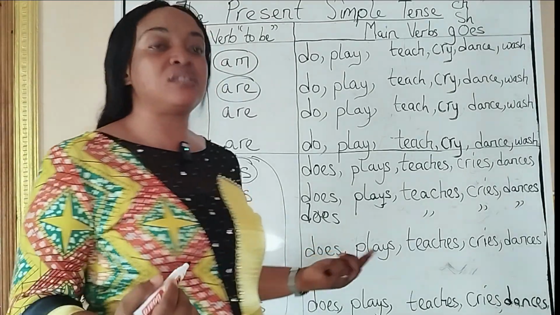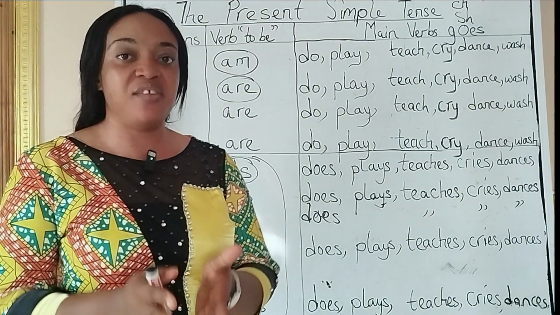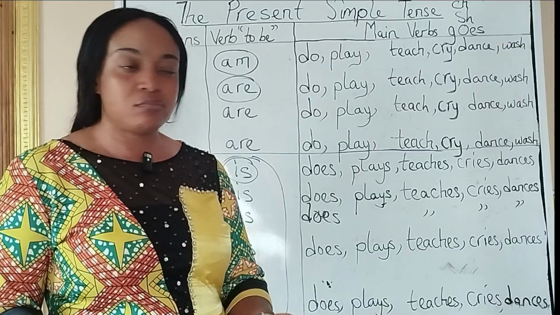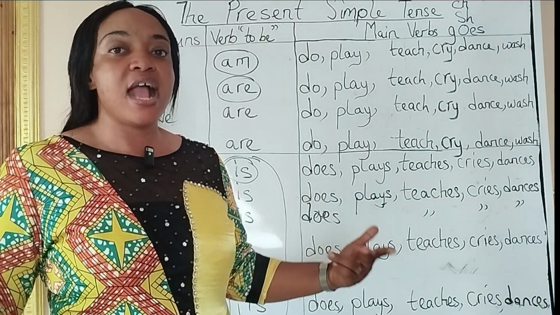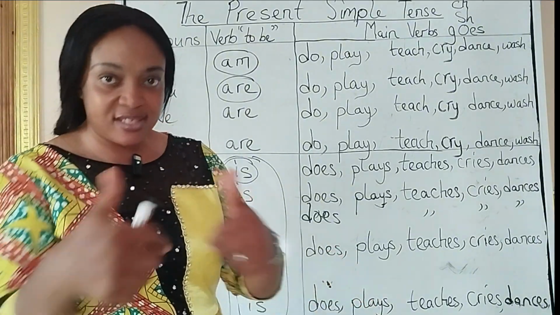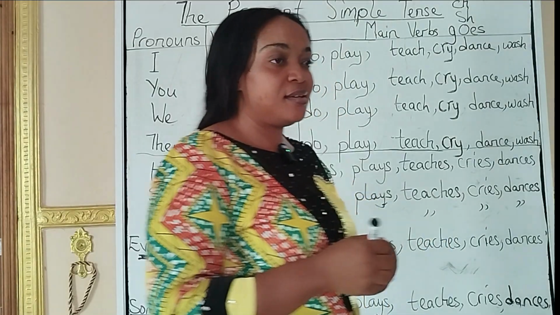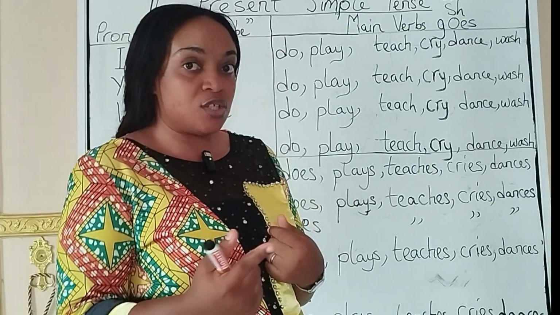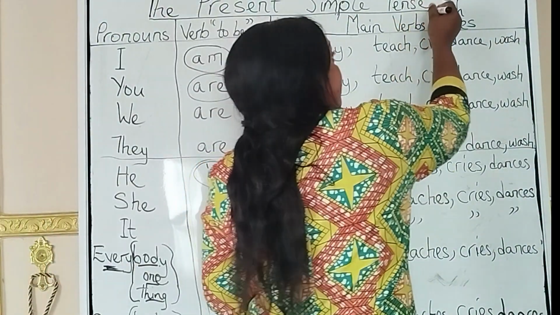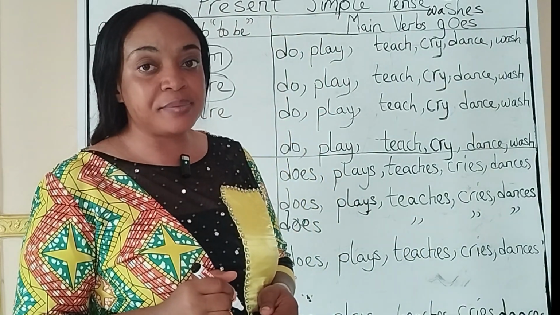But if it is not any of these pronouns, just know that you maintain the verb the way it is. I go, you go, they go, we go, he, she, it goes. Everybody, everyone, everything goes. Is that okay? Now let's do this again. And when you have a verb like this, they wash, I wash, he, she, it washes. You wash your clothes. So we add es. Take note. Is that okay?